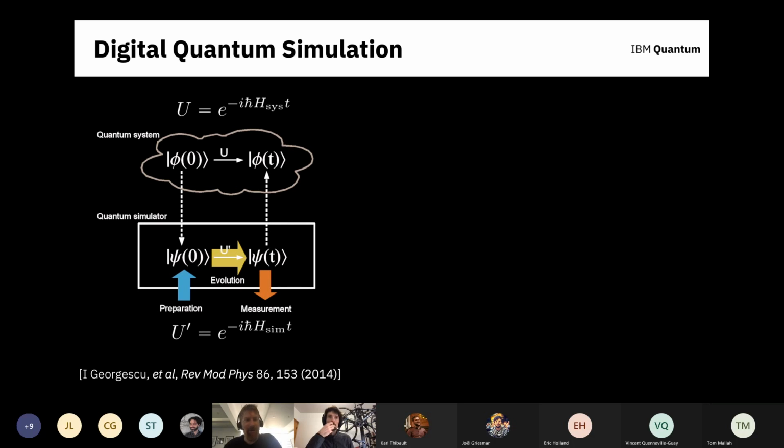And the only difference is the quantum system evolves with this Hamiltonian H-sys, and the simulation will evolve with this Hamiltonian H-sim. And so the basic idea of digital quantum simulation is how do I transfer these systems from one to the other? So this quantum simulator here, in this case, will be our quantum computer. But this doesn't have to be a quantum computer. It could be a quantum simulator such as cold neutral atoms, for example.